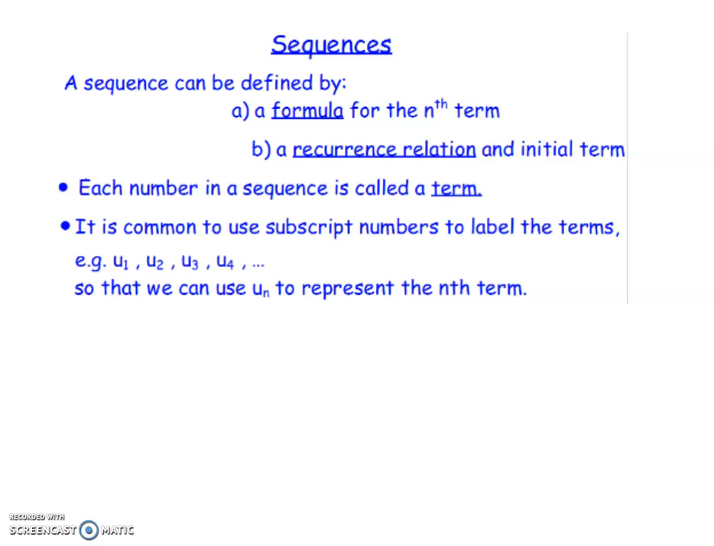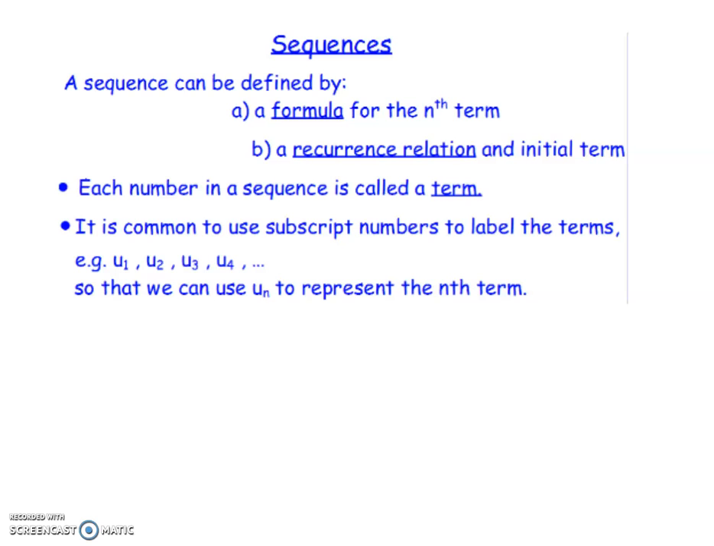Each number in a sequence is called a term. So you see me refer to the fifth term, sixth term, seventh term, etc. How would I denote that? I would denote it with subscript numbers to label the terms, i.e. U1, U2, U3, U4. U1 would be the first term, U2 the second term, U7 the seventh term, U10 the 10th term, etc. So the number just tells you which term in the sequence it is. U1 will be your first term in a new sequence.